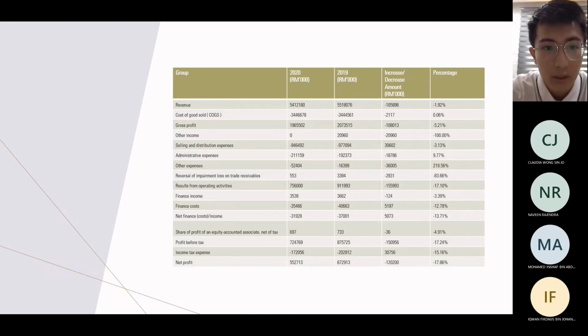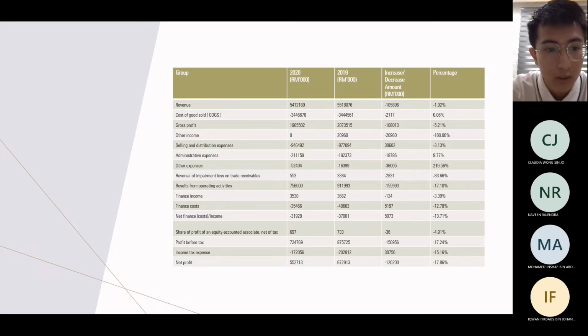Other income is showing negative 100%. Selling and distribution expenses is showing 3.13%. Administrative expenses is showing 9.77%. Other expenses showing 219.56%. Reversal of impairment loss on trade receivable showing negative 3.99%. Result from operating activity is showing negative 7.10%. Finance income showing negative 3.39%. Finance cost showing negative 12.78%.